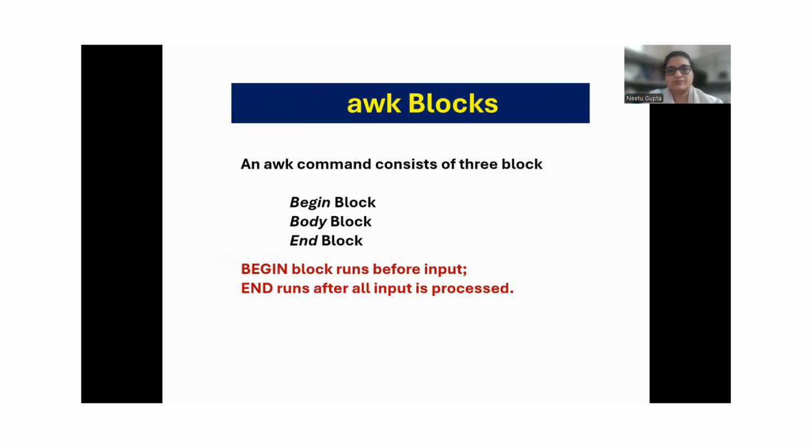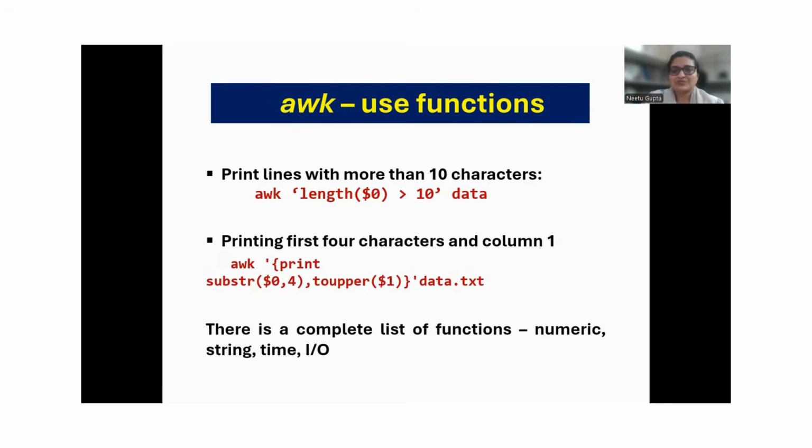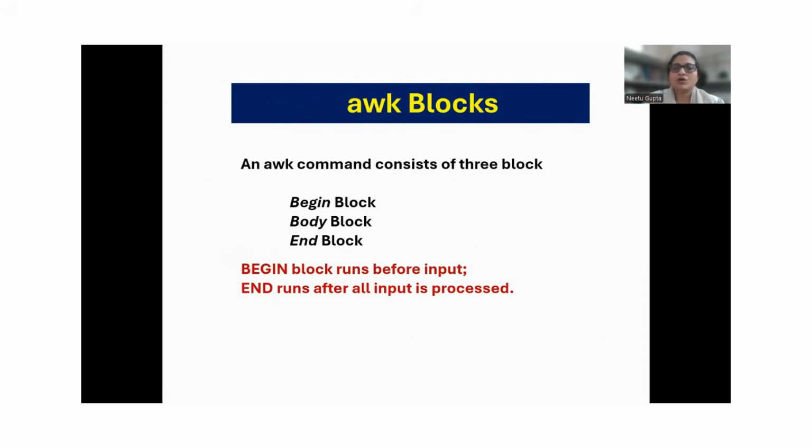awk has three blocks: begin block, body block, end block. So far in previous examples, I have not discussed blocks because I'm using it simply. So you can simply use awk till now, without specifying any block. But awk can be used to specify a complete script, a kind of code that can do a lot of stuff using three blocks: begin block, body block, and end block.